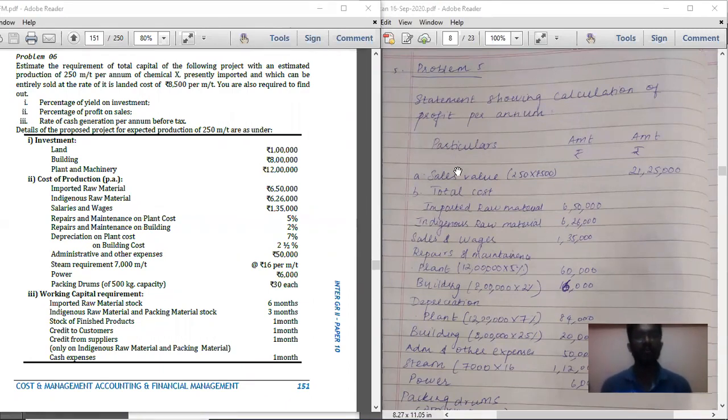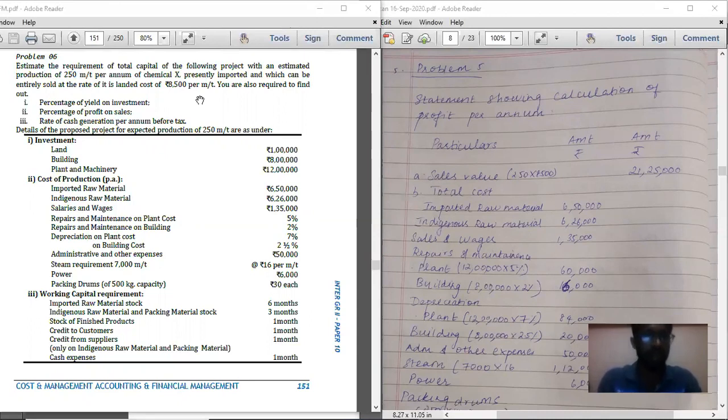Estimate the requirement of total capital of the following project with an estimated production of 250 metric ton per annum. So total units of production is 250 metric ton per annum of chemical X. Product chemical X has been produced and production quantity is 250 metric ton per annum. Presently imported and which can be entirely sold at the rate of its landed cost of 8,500 per metric ton. That is, each product can be sold at the rate of 8,500 per metric ton.